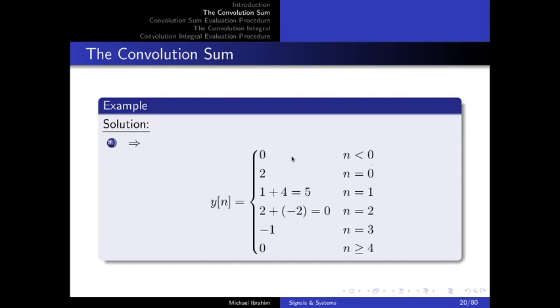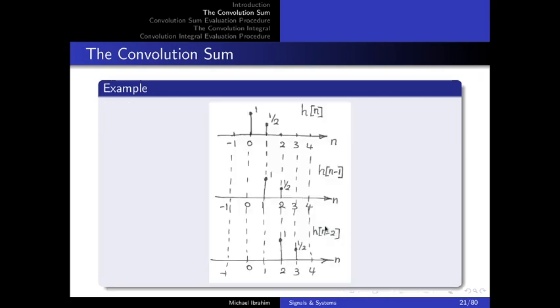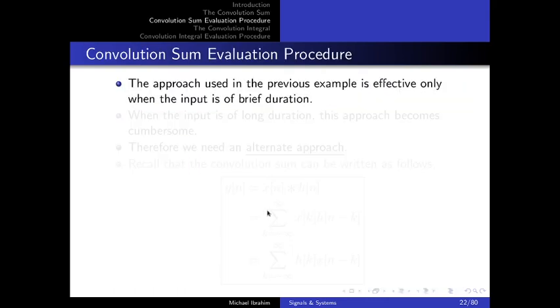y of n equals 0 for n less than 0, equals 2 for n equals 0, and so on. So this is basically h of n and h of n minus 1, h of n minus 2, then you have to add, using the weights you have.